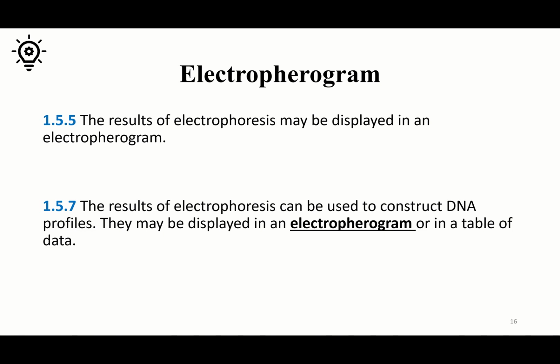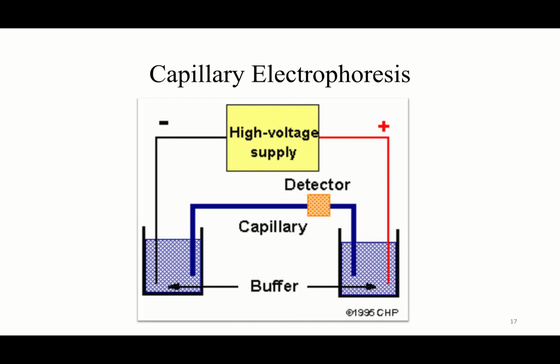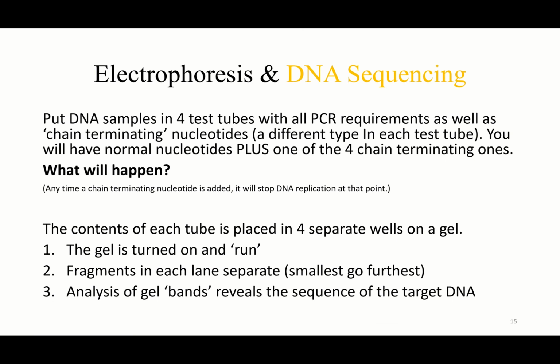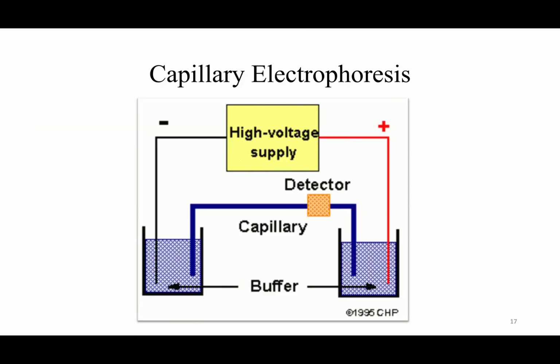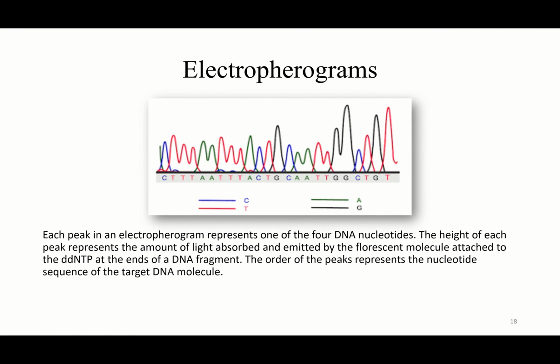Next, we move on to the electropherogram. 1.5.5: The results of electrophoresis may be displayed in an electropherogram. 1.5.7: The results of electrophoresis can be used to construct DNA profiles. They may be displayed in an electropherogram or in a table of data. Capillary electrophoresis, that's not important.